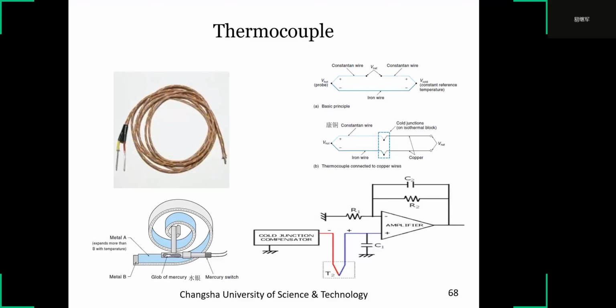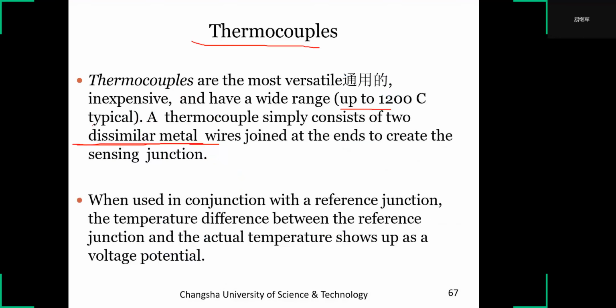The thermocouple: two dissimilar wires are connected and joined at the end.